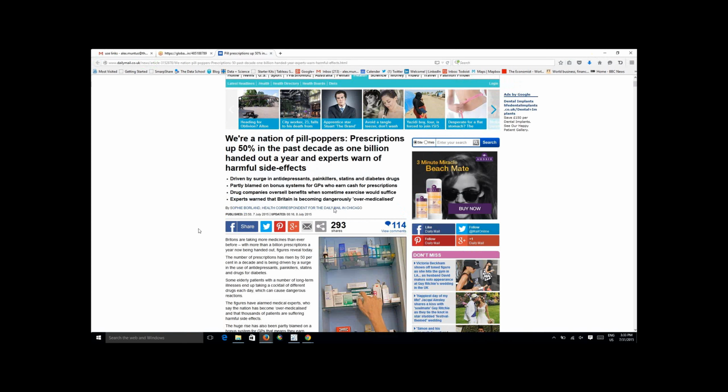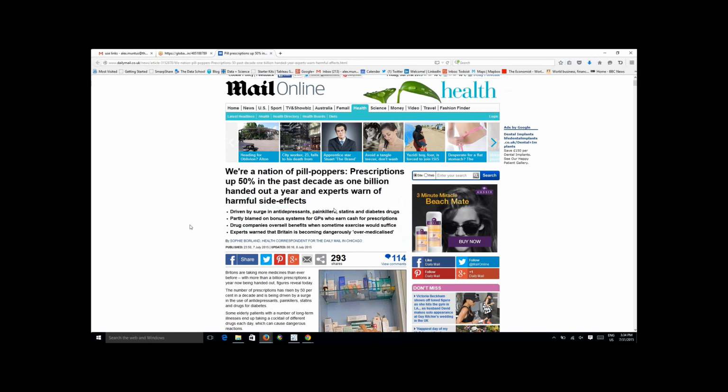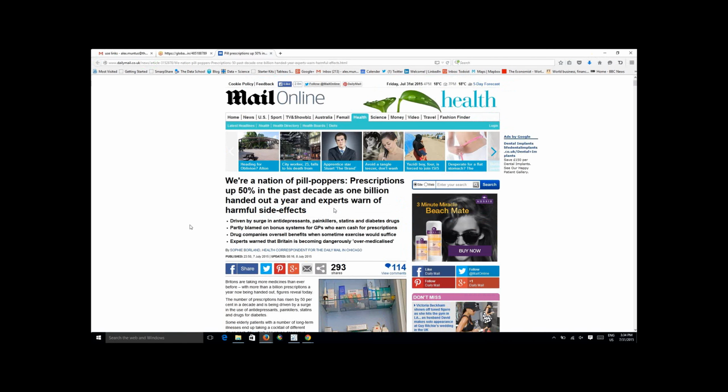Right. So mine picked up a Daily Mail report on prescriptions, and supposedly we're a nation of pill poppers, and we managed to have a surge of 50% in the last decade or so, up to 1 billion. Supposedly this is driven by a surge in antidepressants, painkillers, statins, diabetic drugs. So I thought I would see what we could deduce from this. I did slightly panic earlier when I saw Nico's graph and it said 50% increase over 5 years, but that was just antidepressants, so I can breathe a sigh of relief.